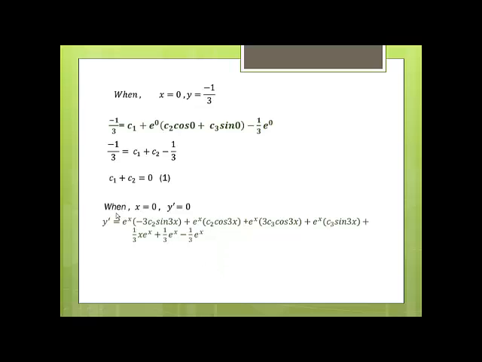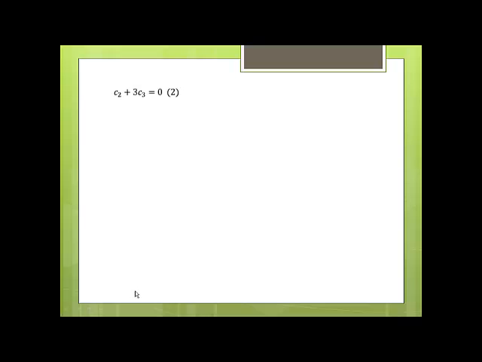Substitute this given condition in this equation, so we have 0 equals e raised to the power of 0 times negative 3c2 sin 0 plus e to the power of 0 c2 cos 0 plus e to the power of 0 times 3c3 cos 0 plus e to the power of 0 c3 sin 0 plus 1/3 e raised to the power of 0 minus 1/3 e raised to the power of 0. So we have now c2 plus 3c3 is equal to 2. That will be our equation number 2.